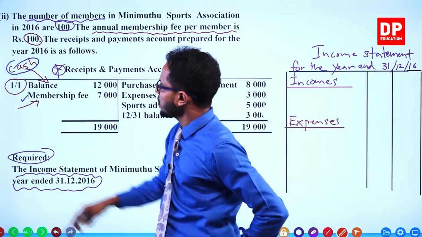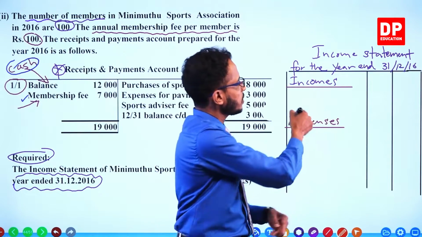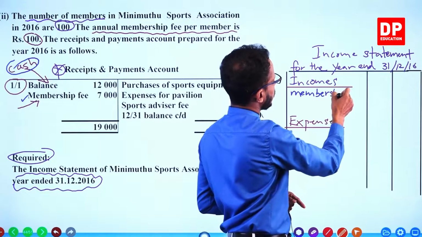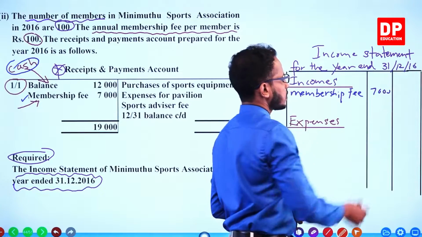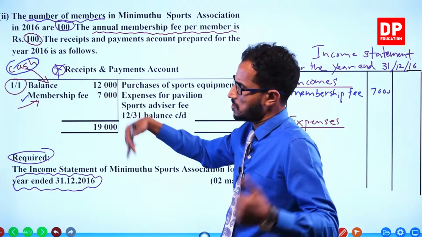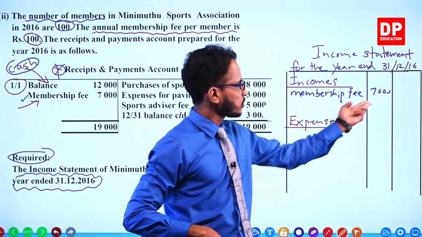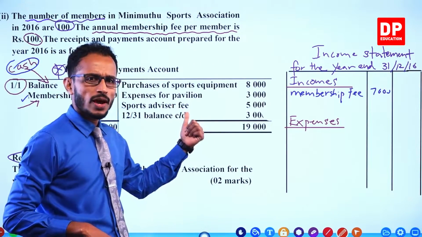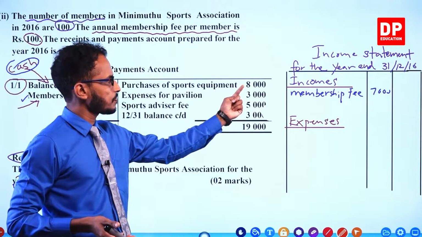We'll take the membership fee, 7,000. Income, right? Membership fee or subscriptions, 7,000, right? Done. I recorded that. Only that we have in the debit side, so I took that. Let's take the items in the credit side.